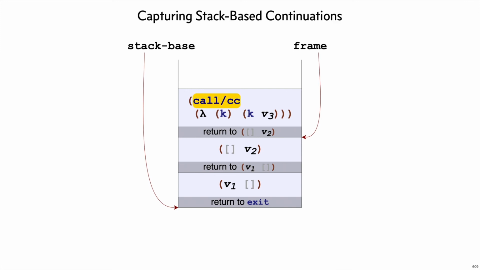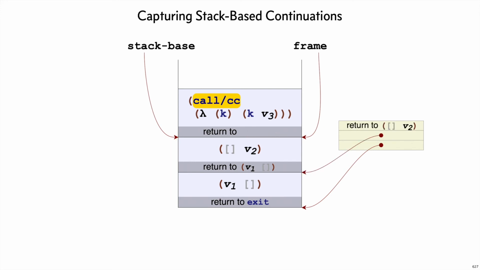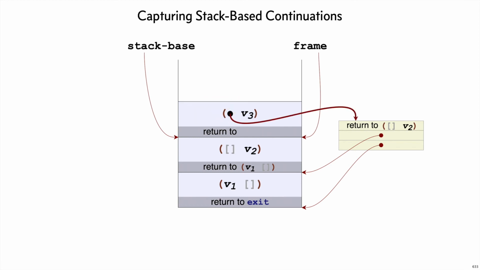When callCC captures the current continuation, it creates a new continuation record and remembers the current stack by copying the stack base value. It then adjusts the stack base register to point to the current continuation frame, effectively splitting the stack. We also record the current return address and the pointer to the shallowest frame in the captured continuation. Now we have a continuation record that we can supply as a value. Applied as a procedure later, it will invoke that continuation.